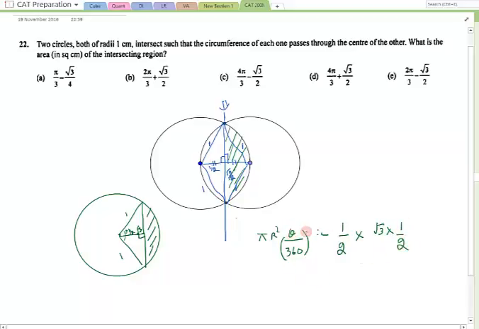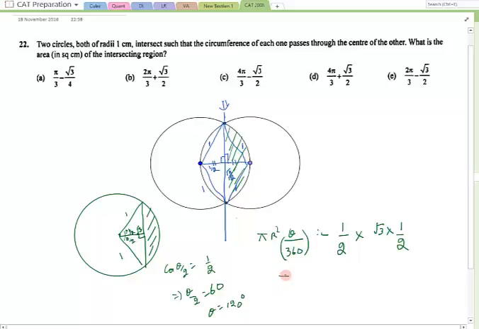Now, how do we find theta? Theta is easy to find because this will be theta by 2, as these two triangles will be congruent, based on symmetry also you can say. And using a bit of trigonometry, you can see that cos theta by 2 is base by hypotenuse, which is 1 by 2, which implies theta by 2 equals 60, or theta equals 120 degrees. So that angle is 120 degrees.